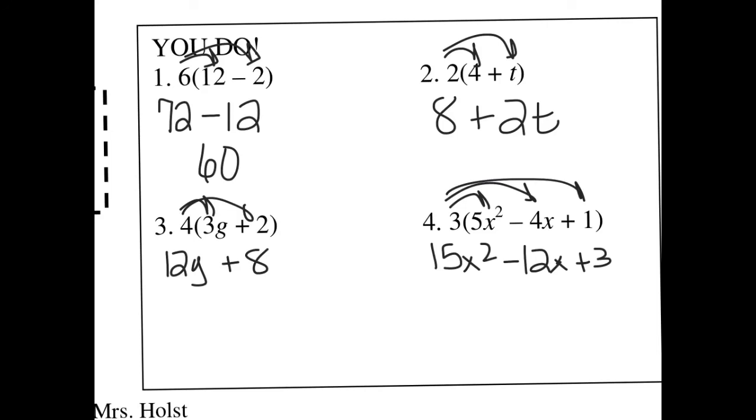I do want to draw your attention to this. Sometimes you think that you can combine 15x squared and that negative 12x, but remember, this is to the second power. This is actually to the first power, so these cannot be combined together, all right?